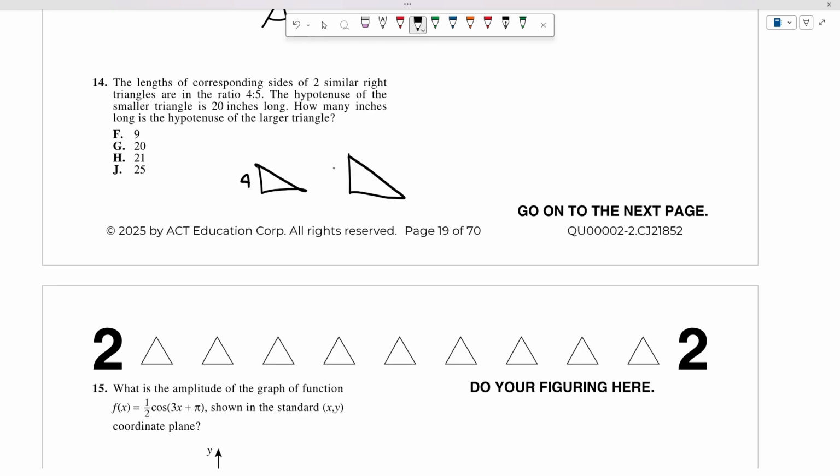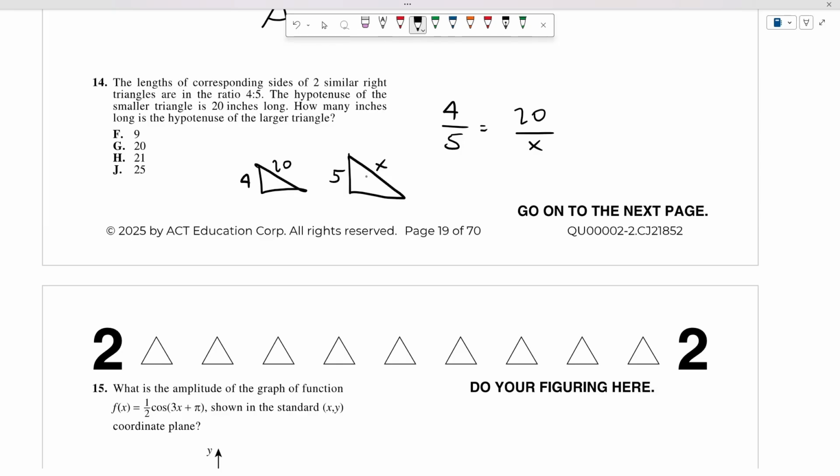I'm going to say this one is 4 and this one's 5. Okay. Hypotenuse of the smaller one is 20 inches long. What should the bigger one be? Okay. This is a proportion. We have 4 over 5 equals 20 over x. Okay. And x is what we're looking for, our larger hypotenuse.